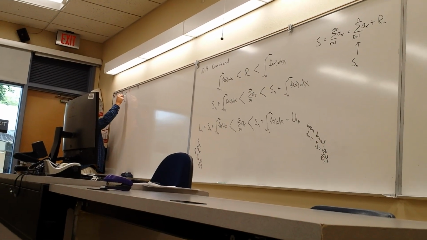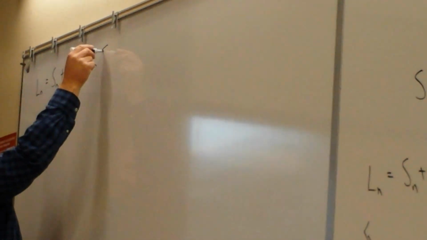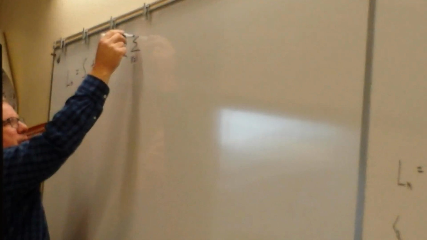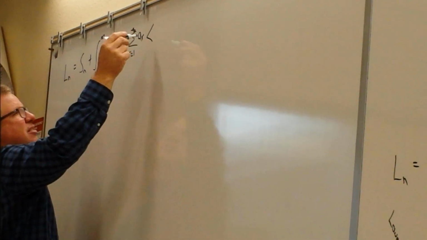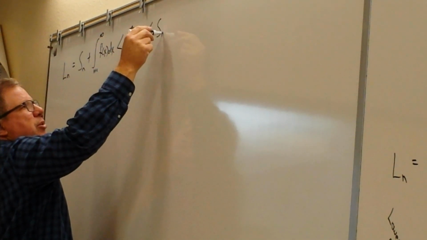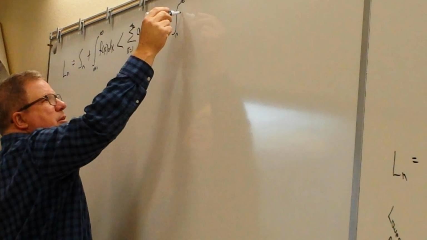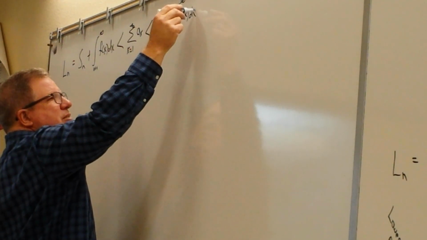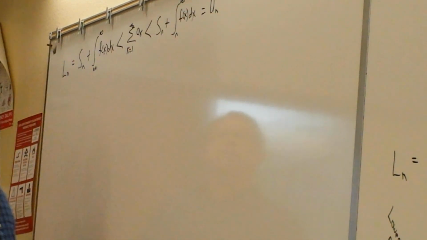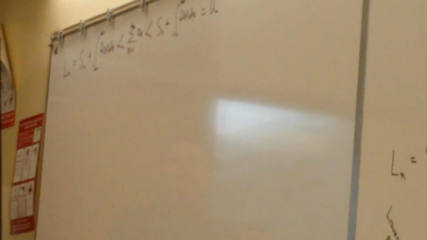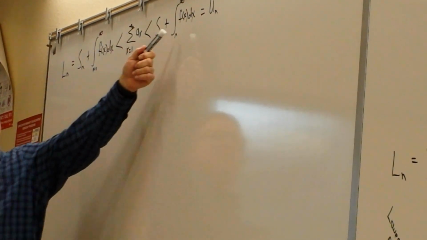infinity of f of x dx is less than the actual sum, which is less than s sub n plus the integral from n to infinity of f of x dx, which equals u sub n. You have to remember that the one on the left begins at n plus 1. The one on the right begins at n.